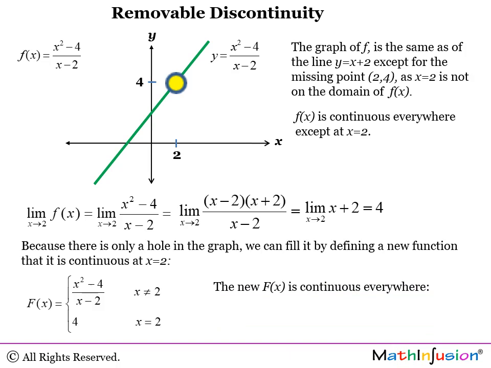The new function is continuous everywhere, we can check. If you take the limit of the new function when x approaches 2, you get 4, which is also F of 2. So by the definition of a continuous function, it is continuous at x equals 2. And when x is not 2, it's obviously continuous.